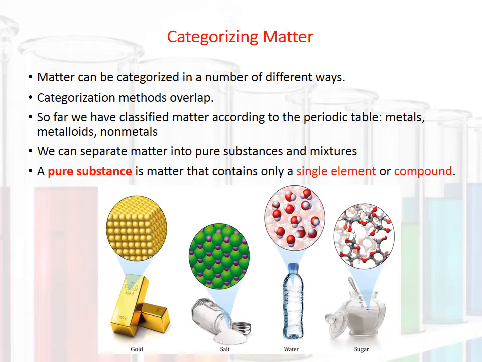And on the far right we have sugar. This is more complex, containing the atoms of carbon, hydrogen, and oxygen, and those are in a ratio of 1 to 2 to 1. So 1 carbon for every 2 hydrogens and every 1 oxygen. So these would be examples of compounds. Each compound has a fixed ratio of the different atoms that are present.